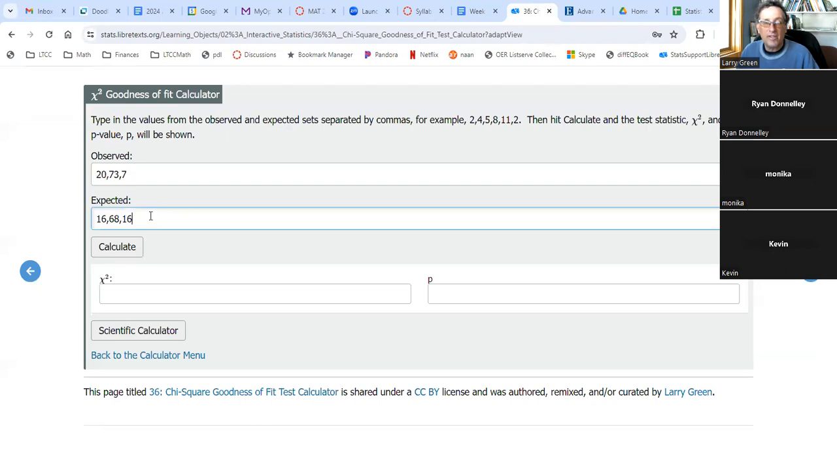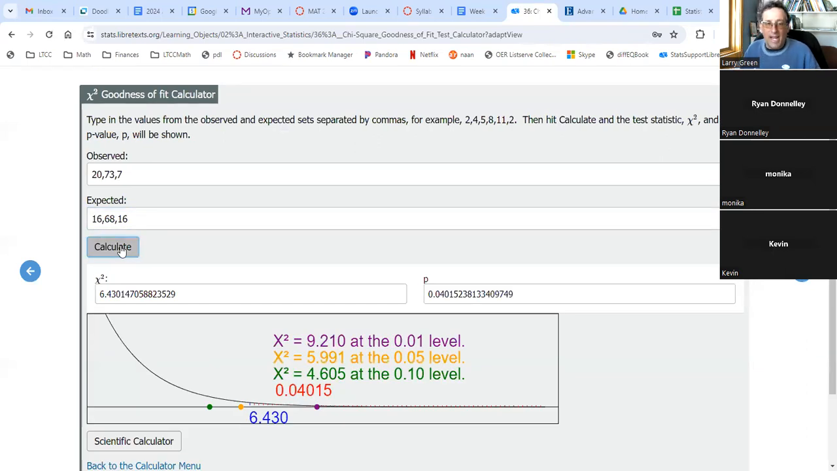Any questions? I do want to give you a heads up. It's always easier to watch me do it than do it yourself. So practice, and if you need some help, go to a tutor when you're working on this stuff, because watching is not the same as doing. So I hit calculate. And there we go. We have a chi-squared of about 6.43. We have a p-value of 0.04.